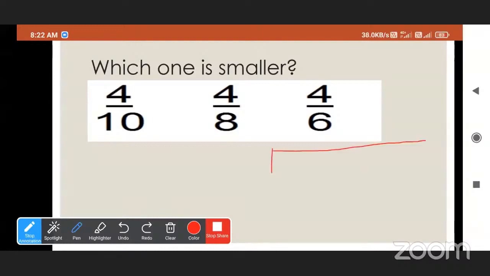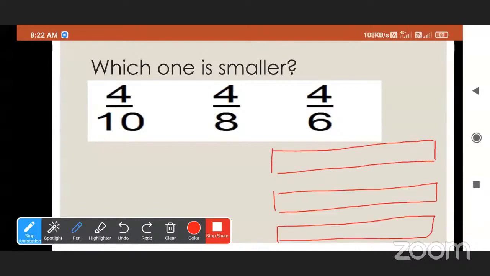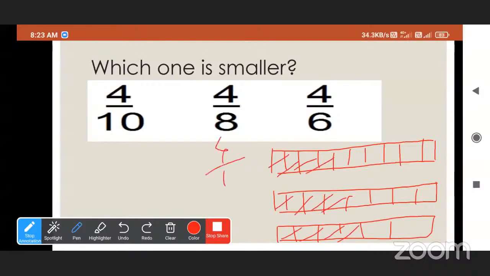Okay, I am drawing boxes here. In the first one, the total number of parts is 10. In the second one, it is 8. And in the last one, it is 6. So we have to color 4 parts. Which one is bigger? This is 4 upon 10, this is 4 upon 8, and the last one is 4 upon 6. So which one is the smaller? 4 upon 6.